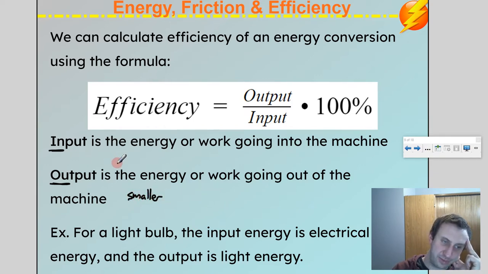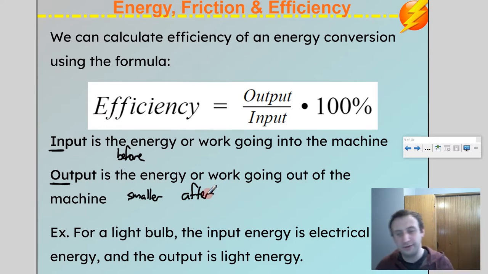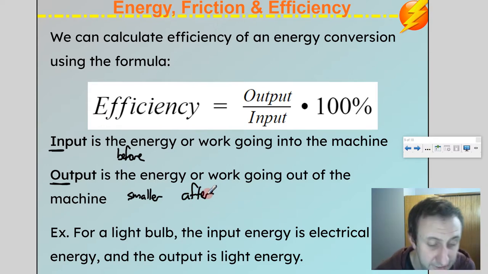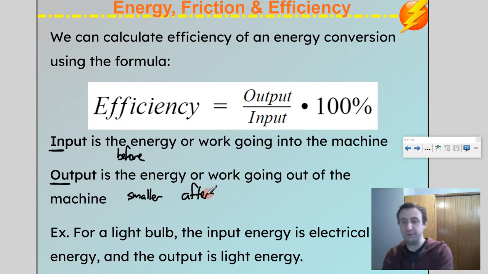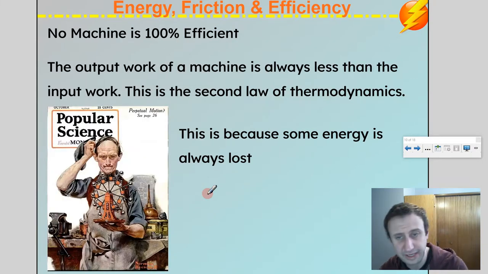But the other thing to remember is that input is the before and output is the after. Okay, so it's like the cause and effect. So when we think about a light bulb, the input energy is the electrical energy. Without that electricity, it's not lighting up. And then the output is the light. So yeah, hopefully that makes sense. We're going to do some practice on this to see how it goes.